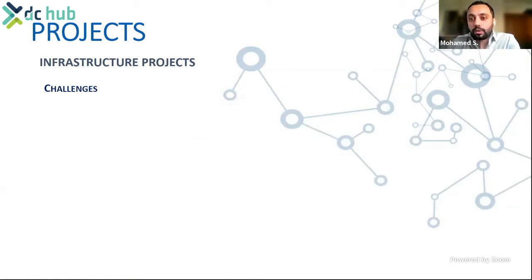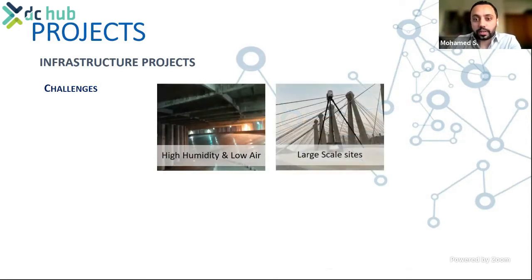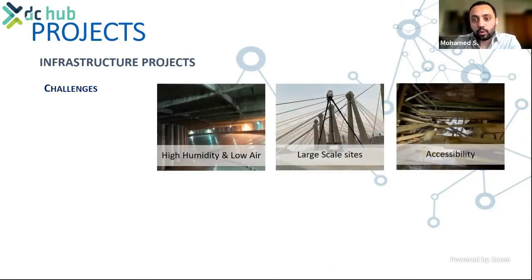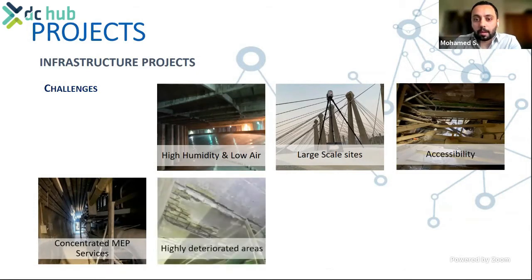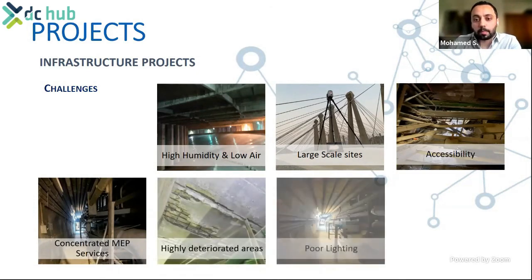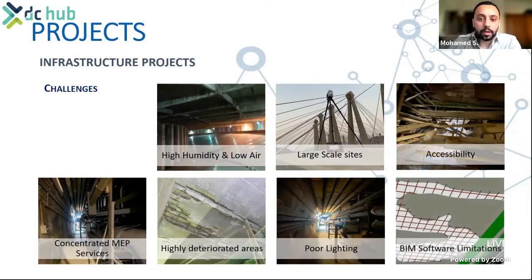Challenges in this kind of project may include high humidity and high temperatures, and large scale sites. You may also encounter accessibility issues. Concentrated MEP services can block the line of sight of the scanner. Highly deteriorated areas can be a real challenge. Poor lighting can be an issue if panoramic 360 images are required. And BIM software limitations.